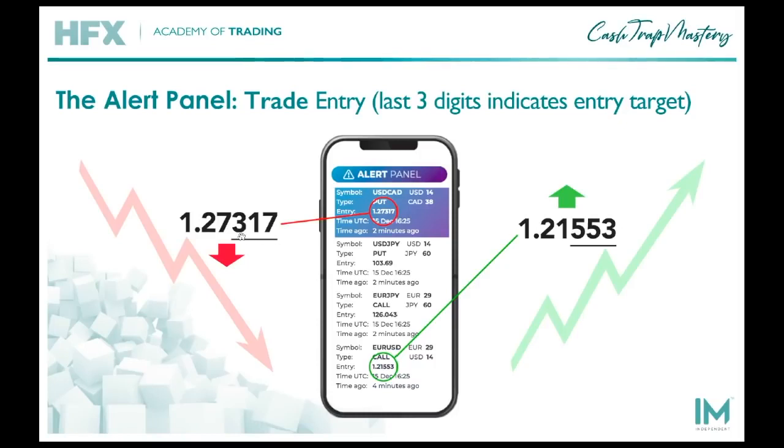So in this case, it would be 317. So if price is currently at 1.27300, you would want to wait for price to come up to 317 before entering the trade.